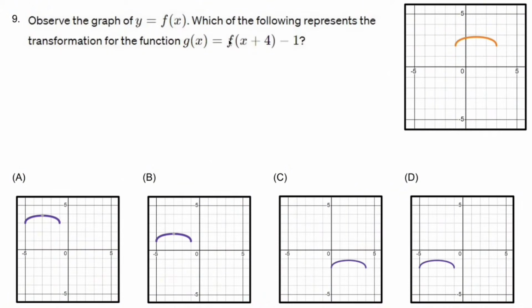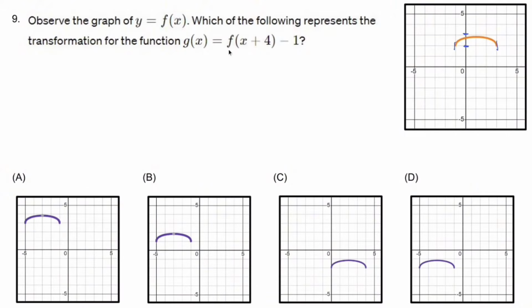Observe the graph y equals f of x. Which of the following represents the transformation for the function g of x equals f of x plus 4 minus 1? So it looks like we have this weird half oval looking thing that happens between -1 and 3, and then it kind of starts at 2 and is almost a unit tall, but not completely a unit tall. So we kind of have it boxed in, between -1 to 3 and 2 to 3.